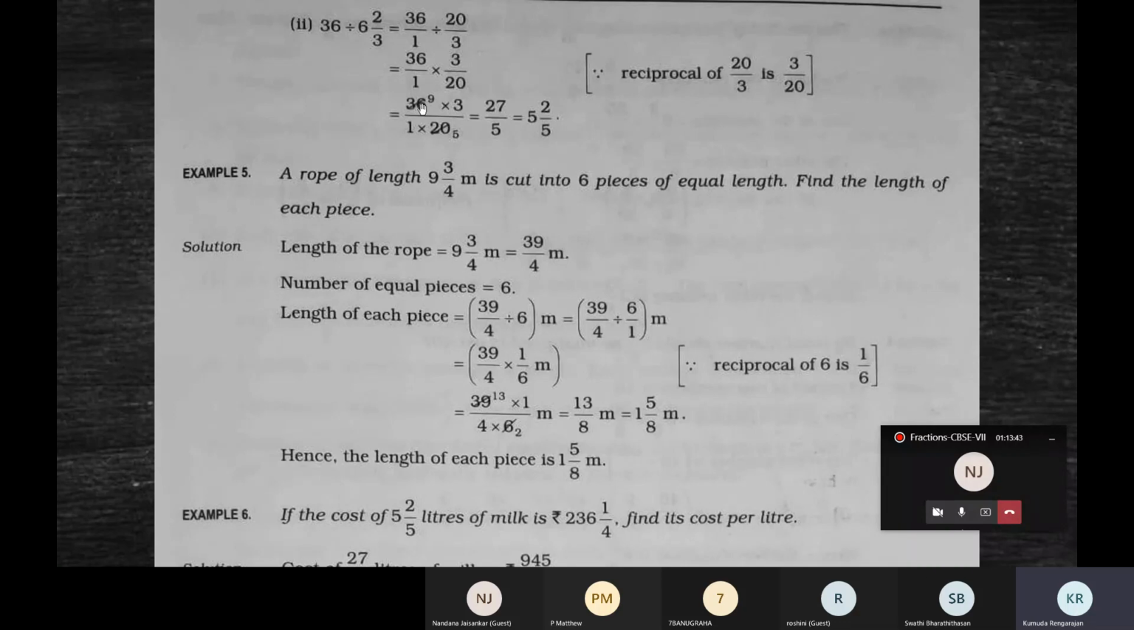36 divided by 4 is 9. 20 divided by 4 is 5. Now multiply the numerators. 9 into 3, 27. And multiply the denominators, whatever is left in the denominator. So 1 into 5, 5. 27 by 5. Mixed fraction, 5 2 by 5.